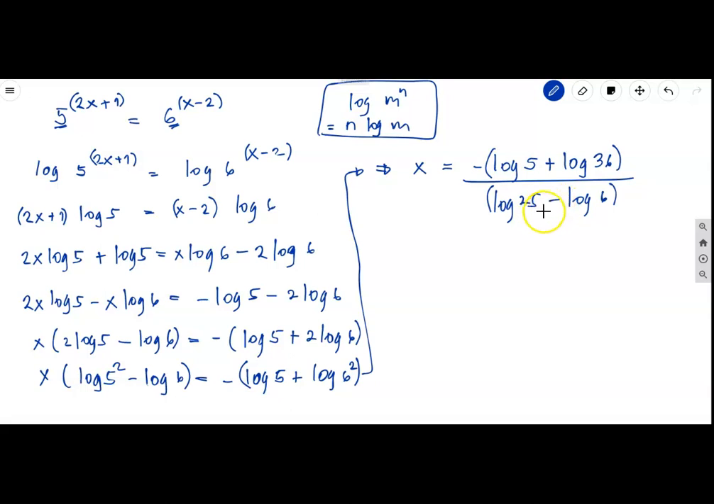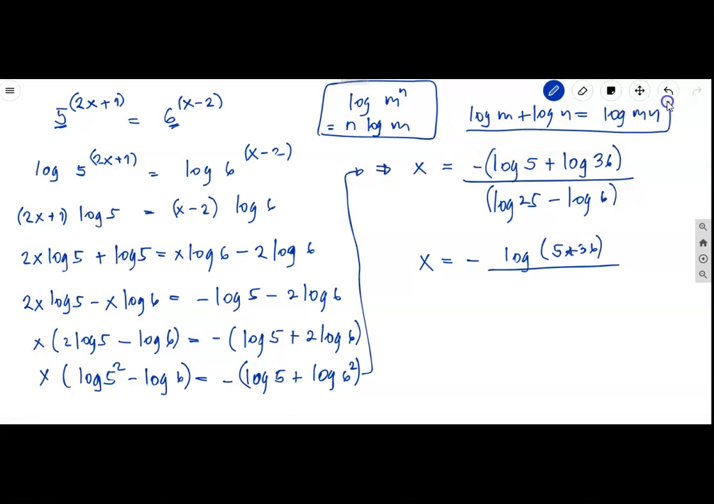How will we get the exact value? When you plug it into your calculator, you can get log 5 plus log 6. In the laws of logarithm, log m plus log n equals log mn. Therefore, you will now get log of 5 times 36.